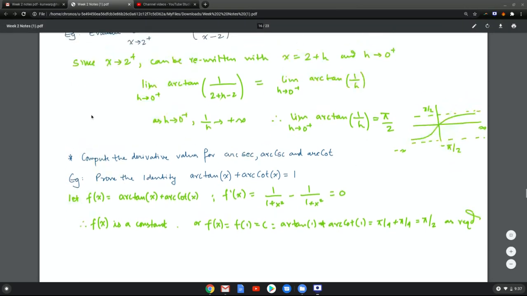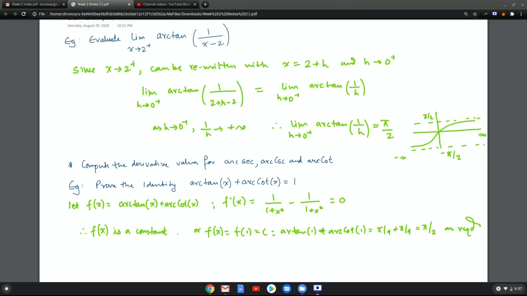Here's another example which gives us an application of inverse functions and derivatives. Say you have to prove this identity: arctan x plus arc cotangent x is pi/2. What you can do is let the function f of x be arctan x plus arc cot x. The derivative comes out to be 0. Now if the derivative of a function is 0 identically, meaning for all values of x, that function is a constant, which means f of x equals f of 0 equals f of 1, whatever value you want.